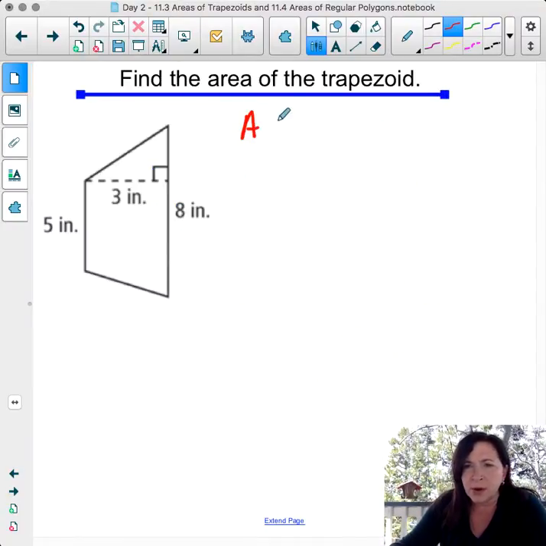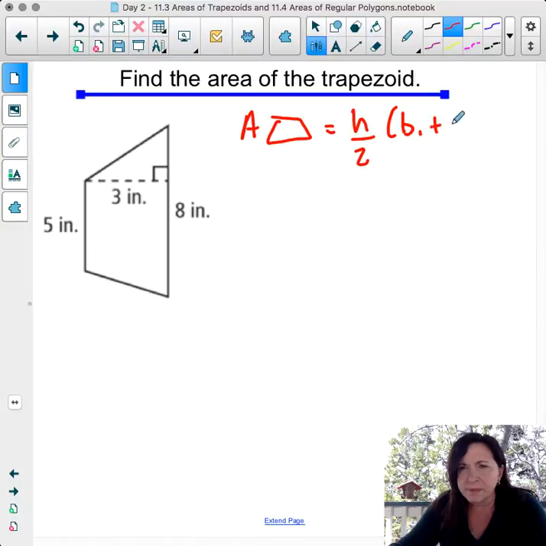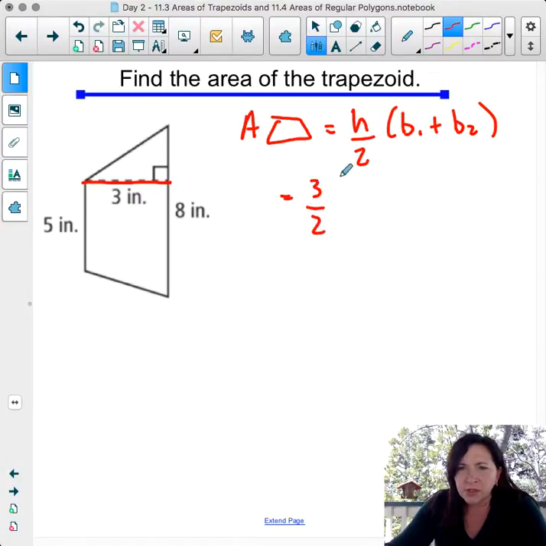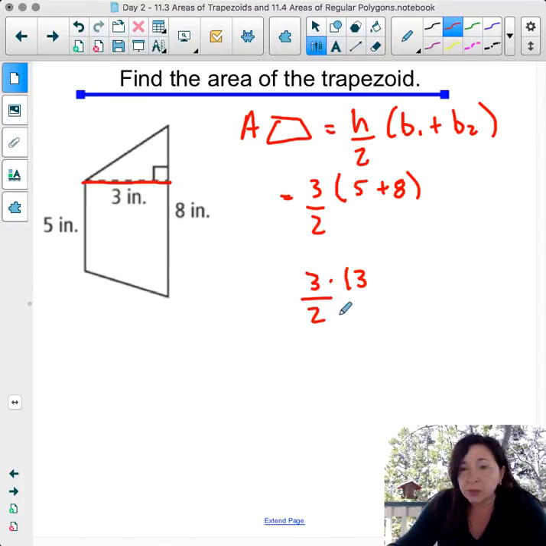So we know that the area of a trapezoid is equal to the height divided by 2 times the sum of the bases. Okay? And so keep in mind that the heights have to be perpendicular to the base. So that means that this is my height here. So that's going to equal 3 divided by 2 times the sum of the bases, which is 5 plus 8. So for this problem right here, we have 5 plus 8, which is 13. 13 times 3 divided by 2.